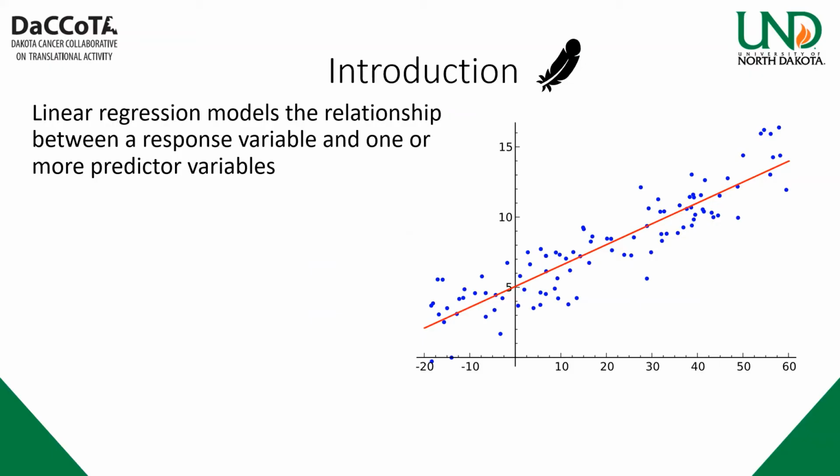So what is linear regression? Well, we can think of it as modeling the relationship between a response variable and one or more predictor variables. The simplest case can be shown in a classic scatter plot where there's the y variable, which is the response, and the x variable, which is the predictor. The dots are the observations, and then this line, this best fit, shows the relationship.